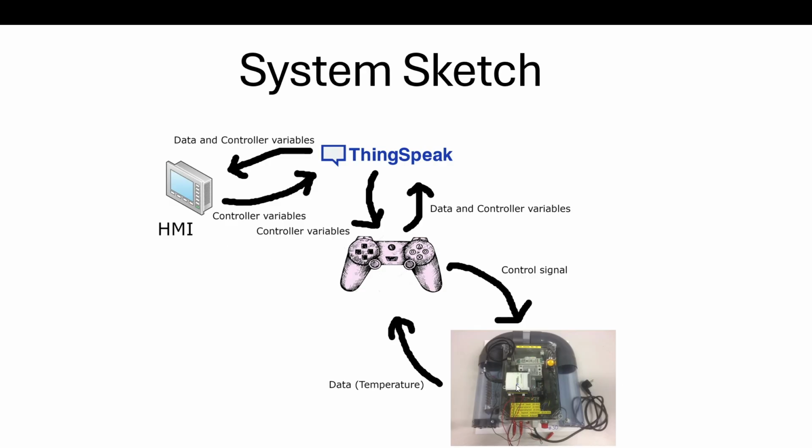Here's a system sketch of the controller system. You can see here the air heater, which is supposed to be controlled. Then there is a controller. This controller sends a control signal to the air heater and receives back the temperature data, communicates the data and its own settings with ThingSpeak, and gets back any updated controller variables if those are changed from the human machine interface, which again receives data and controller variables from ThingSpeak and gives back controller variables.